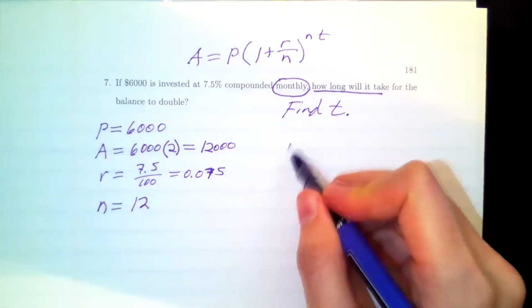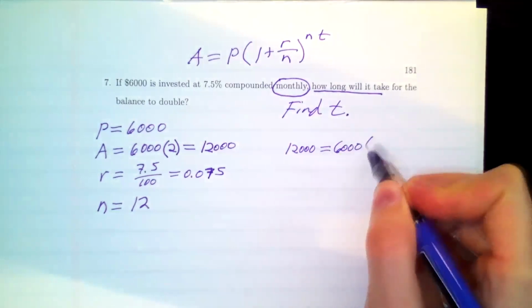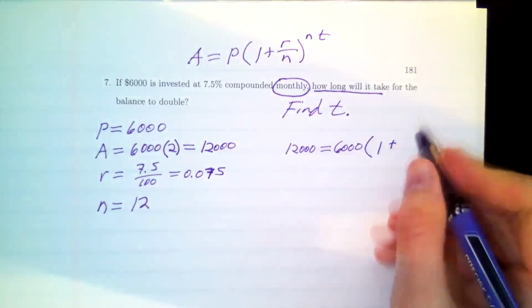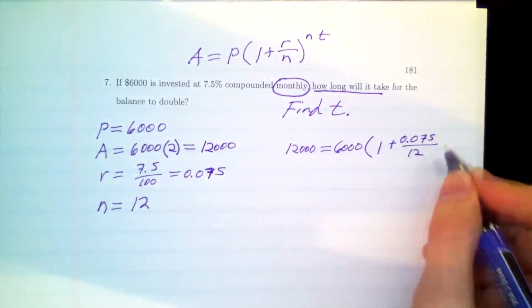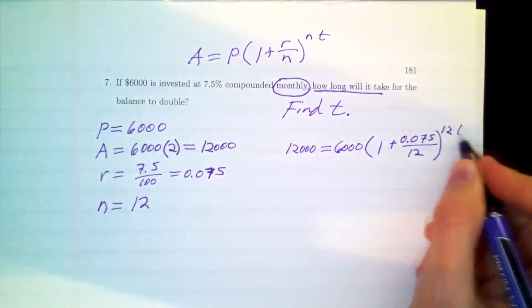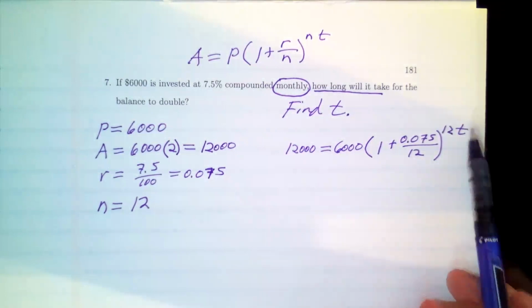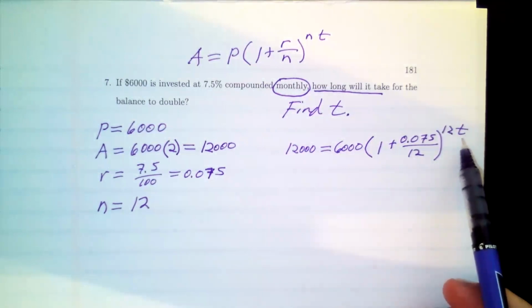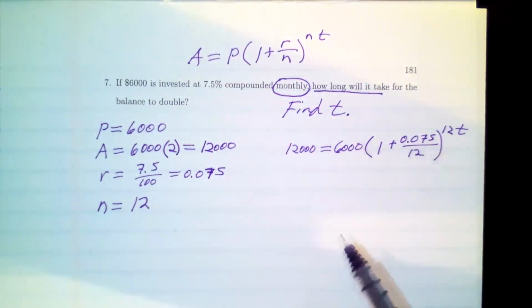Let's pile all of this into my formula up here. We have A, which is 12,000, equals P, which is 6,000, times 1 plus R over N, to the NT power. Now I'm trying to solve for T. And again, T is in the power of something, and so this is acting like it's in my way. I'm going to have to try to solve here.